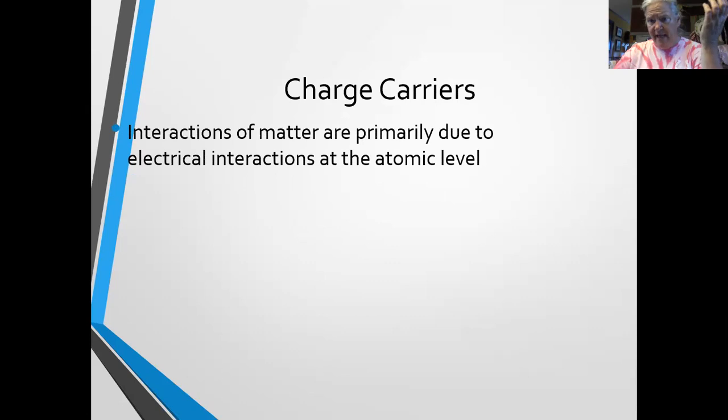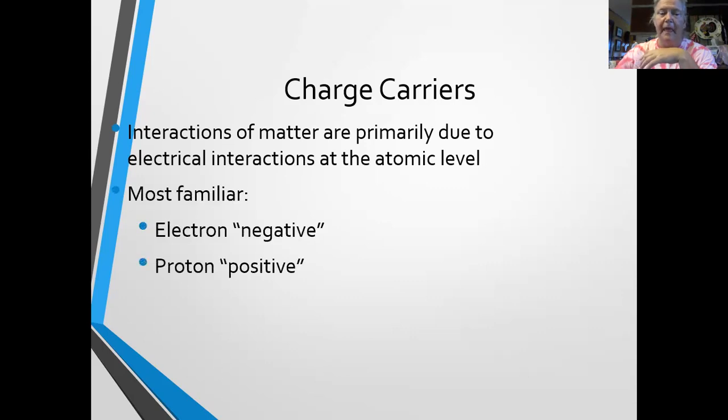So really charge matters because when you get down to the atomic level, all matter interacts due to electrical interaction. Whether we realize it or not, pushing, pulling, tension, forces, friction, all that, really at the atomic level, it's the electrical interaction of these things.